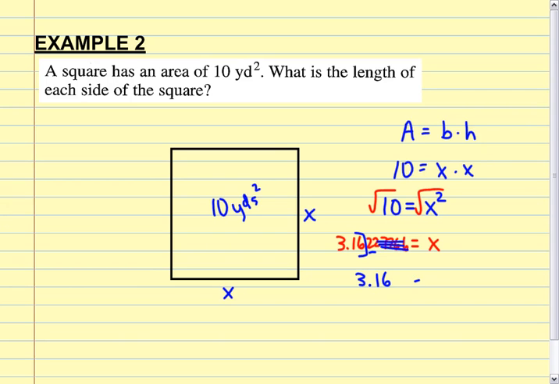But wait. Am I done, Barrett? No, you're not. What do I need to do? It is yards because the side of a square is a length, right? So I don't want to say yards squared, that's area. Okay, so that means that each side is about 3.16 yards long.